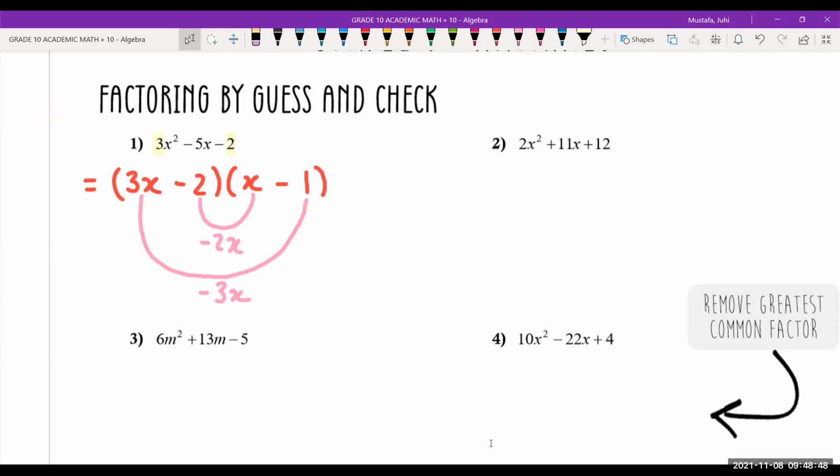Yep. When you expanded it, were you able to get back to the original question? You get positive 2. So that means we have done it incorrectly. We need to do the other order.